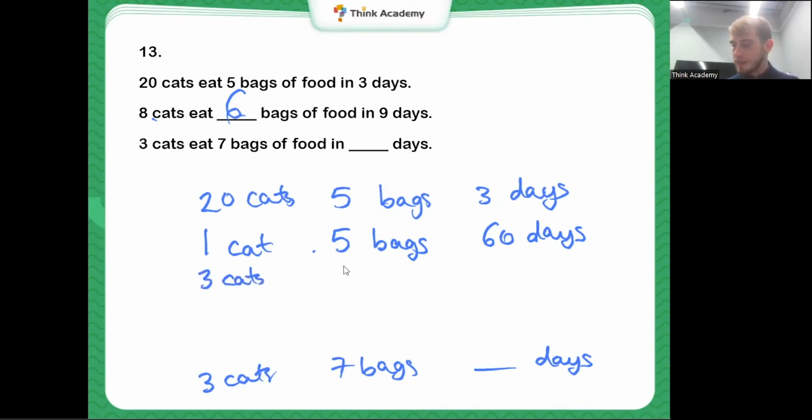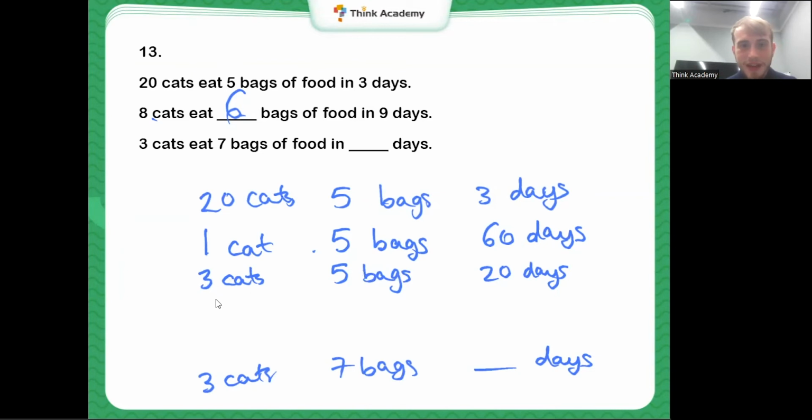So 3 cats will eat 5 bags. So now I'm going to divide those days by 3. So just find 20 days here. Okay, so I could have times the food by 3, but I know I want to get 7 bags as well. So I don't want to change these bags too much. So now we've got 3 cats eating 5 bags in 20 days.